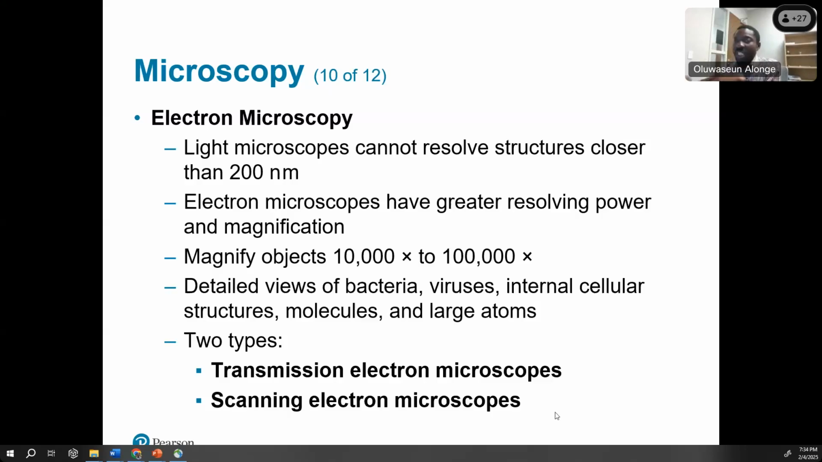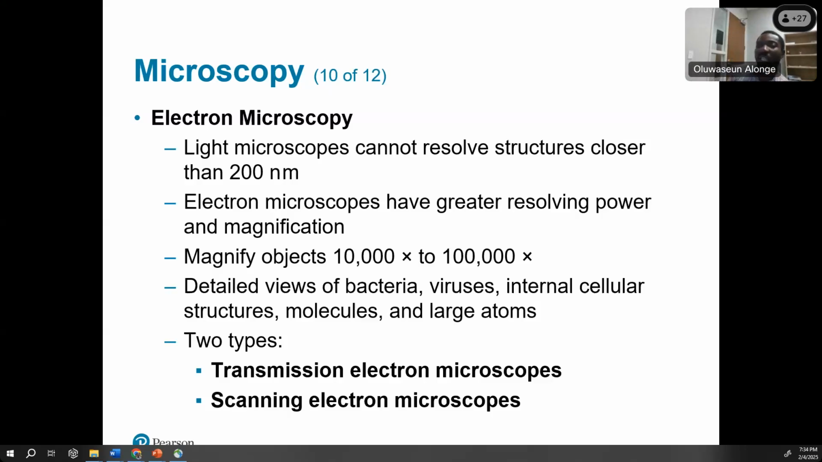It will not show you the details inside. It will show you the details on the surface. Let's say you are looking at a cell and you use a scanning electron microscope. It will not show you the inside of the cell, just the outside. But if you use the transmission electron microscope, it will pass through the whole image and show you the inside.